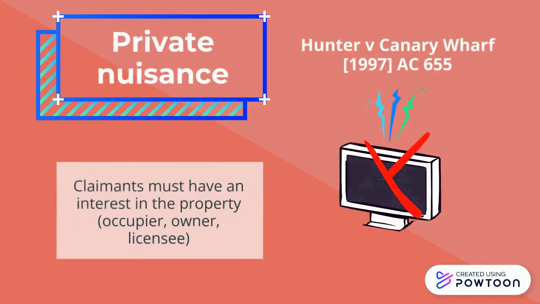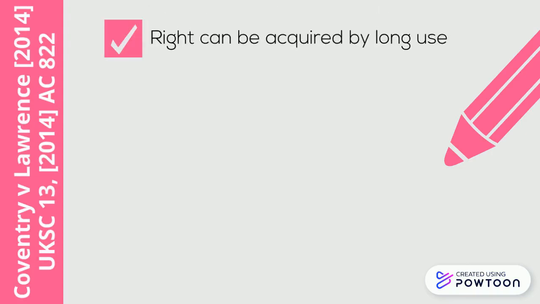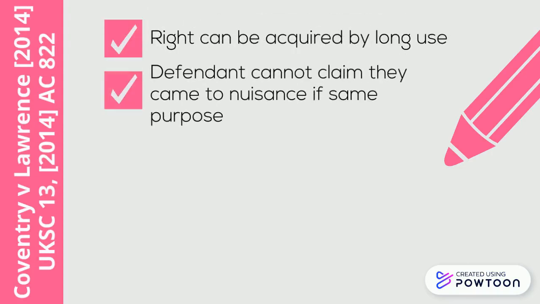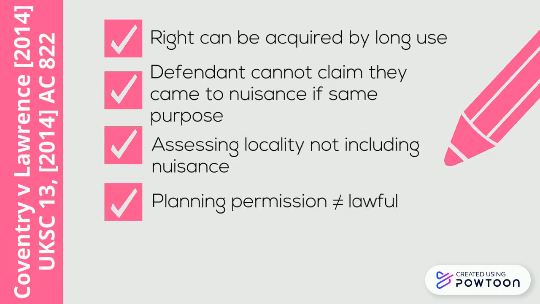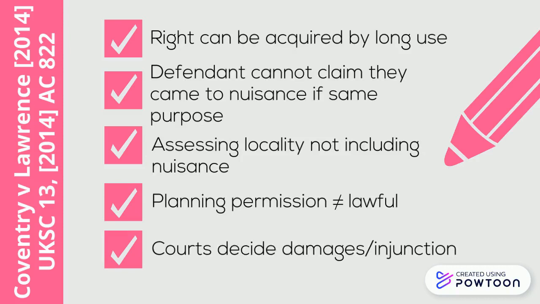The important case of Coventry v Lawrence contained 5 key rulings. Right to commit nuisance can be acquired by long use. If the claimant uses the property for the same purpose as the predecessors, then the defendant cannot claim they came to the nuisance. In assessing character of locality, nuisance-causing activities are to be entirely discounted. Planning permission does not mean relevant activity is lawful. The courts may decide whether to award damages and/or an injunction.